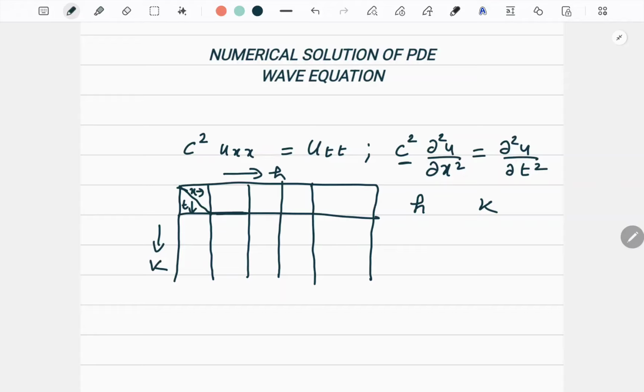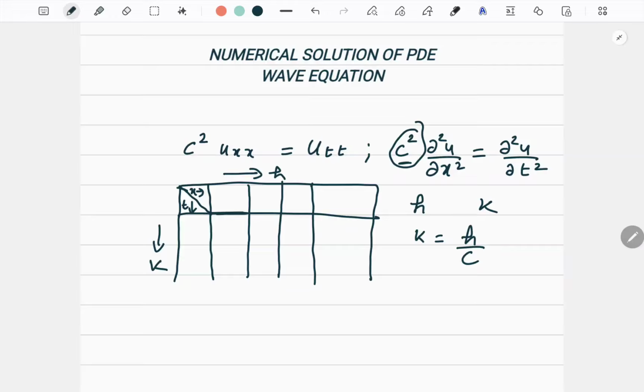Correct? In questions k and h both are given. If it is not given, then k is h by c. If they give k, use that k. If they are not giving it, then use k equal to h by c, and c you can extract from here. Now here one thing you need to understand very carefully, where students usually make a mistake.